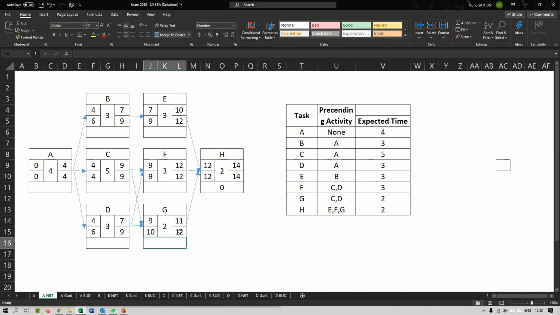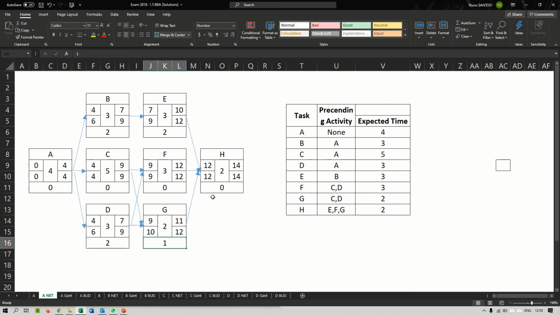All right, how about for G? Well, 12 minus 11 becomes 1. 12 minus 12 becomes a 0. 12 minus 10 becomes a 2. 9 minus 7 becomes 2 there for task B. For C we have a 0 once again, because it's 9 minus 9. And for D we have 9 minus 7, which would be a 2. All right? And finally, for task A, 4 minus 4, 0.